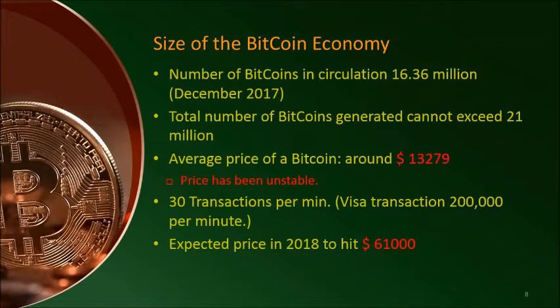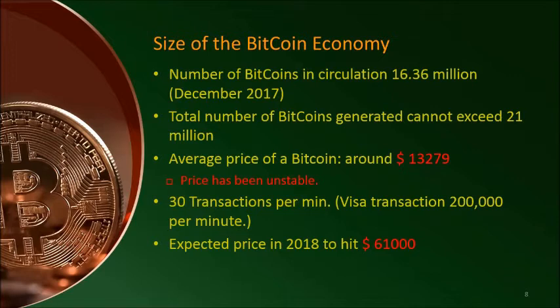Size of the Bitcoin economy. The number of Bitcoins in circulation is 16.36 million. As of December 31, 2017, the total number of Bitcoins generated cannot exceed 21 million, because more than 21 million are not issued. Only 21 million Bitcoins can be mined.